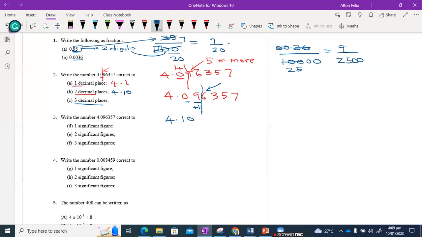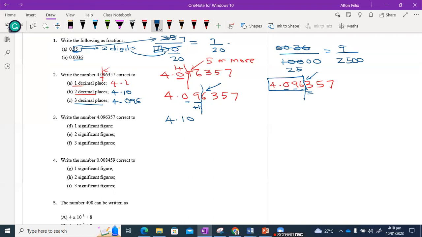And let's look at the third one, 3 decimal places. Again, we write 4.0936357. And we have our cutoff line after 3 digits, 1, 2, 3. So the cutoff line comes here. And we say if it's 5 or more, you add 1. In this case, it is not. So therefore, you leave the number as is. So this answer will be 4.096.